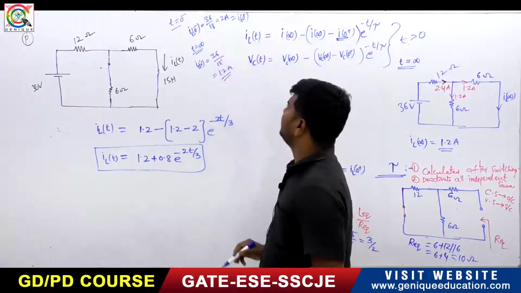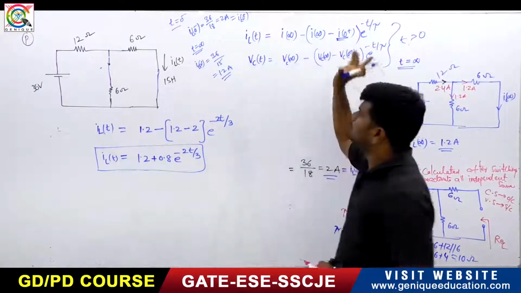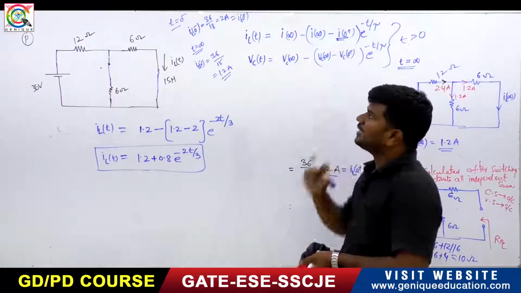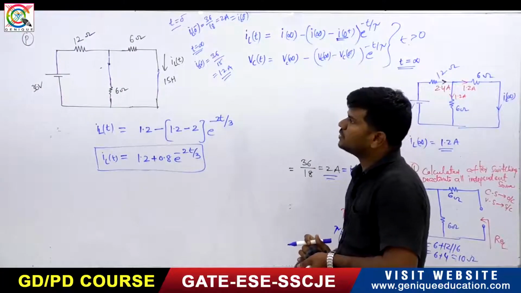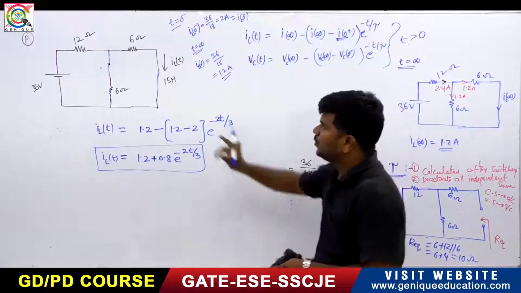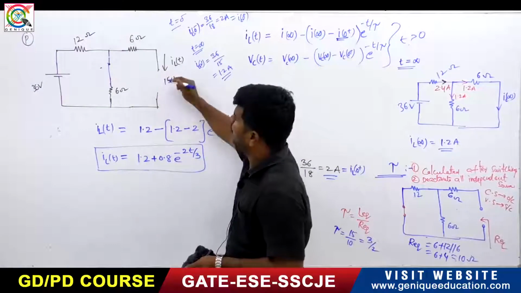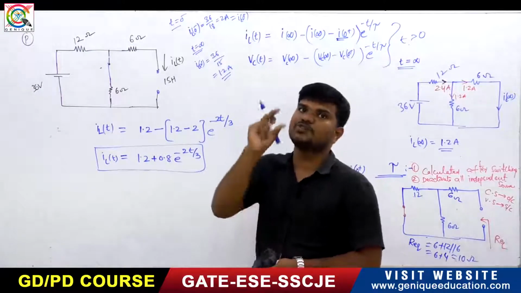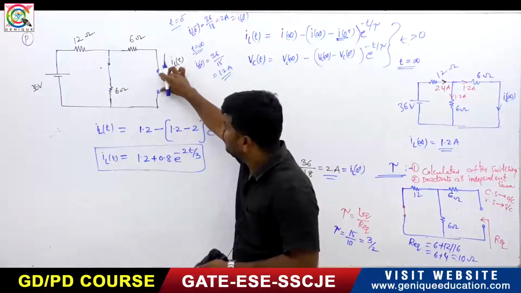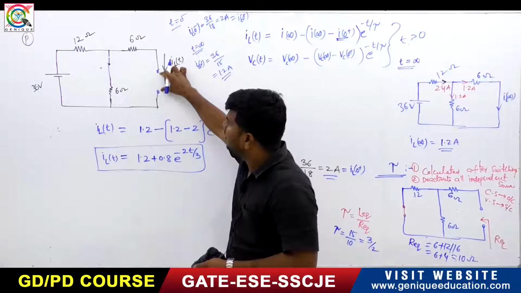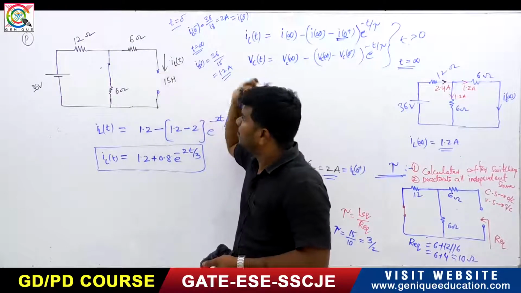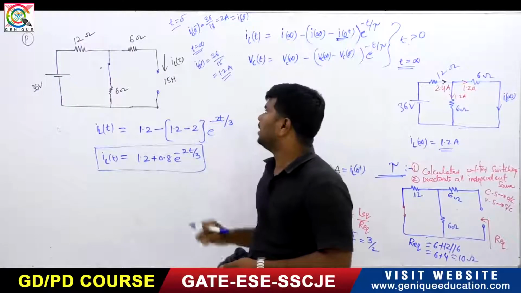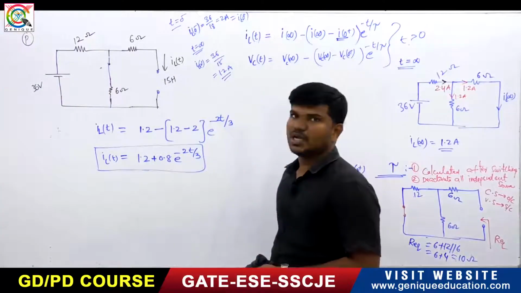So you can directly write the formula. Before writing the equation, you have to find the time constant. So what will be the time constant? For finding the time constant, you have to open circuit the terminals at which we have to find the response. We have to find the current through the inductor, so you open circuit this terminal. So you have to remove that inductor.